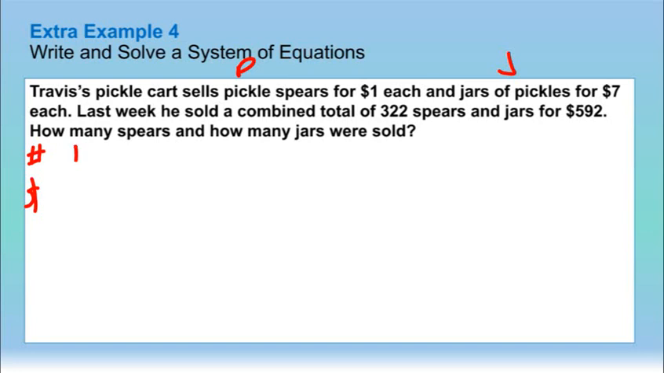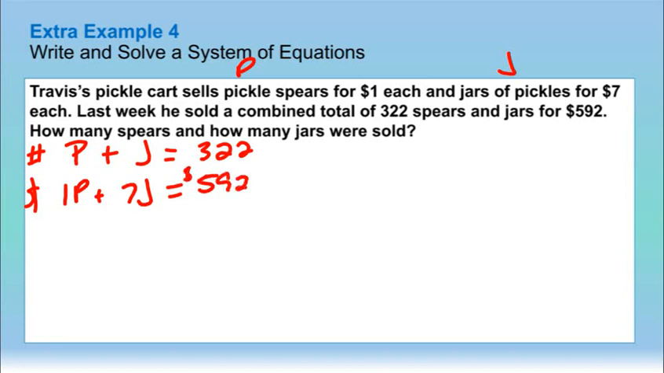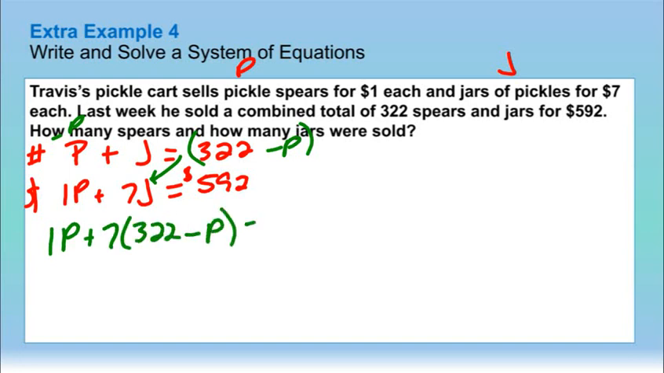So I know that spears plus the jars has to equal a total of 322. And then it's $1 for each pickle spear, so 1P plus 7J for each jar gives us a total of $592. So if I solve for J, I'm going to subtract P on both sides, and I substitute that in for J. So I have 1P plus 7 times 322 minus P equals 592.